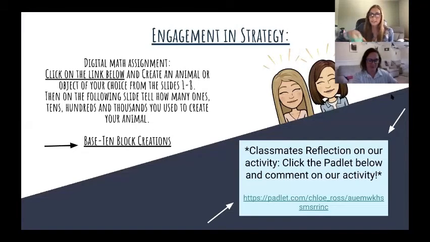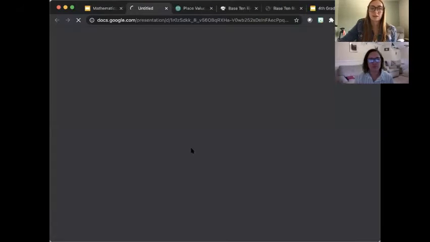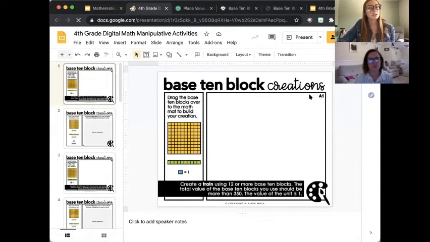So now that we've practiced a little bit, we are going to fully engage with our base 10 blocks, especially based on place value. So our digital math assignment, right here, we have attached a link. On this link, you will see slides that tell you that you get to choose an animal or an object, and you will get to use the base 10 blocks to create it. So if I click here, you can see the base 10 block creations. Drag the base 10 blocks over to the math mat, which is right here, to build your creation. This one says create a train using 12 or more blocks.